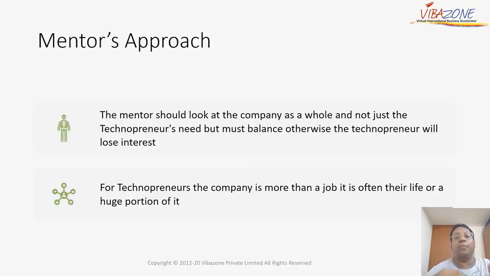Now, a mentor's approach. First thing, the mentor should look at the company as a whole and not just the technopreneur's need. Meaning, you should not just look at the founder, but you need to look at what the entire organization needs and make sure the mentoring is done accordingly. This is often because for the entrepreneur, it is so important. His life depends on his startup. So for a mentor to ensure that it's successful, the mentor should look at it in a holistic way.